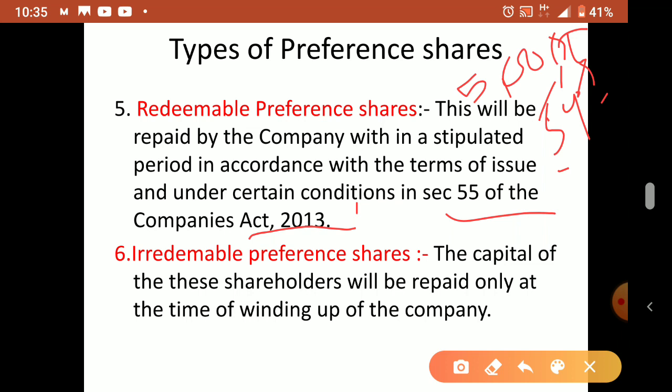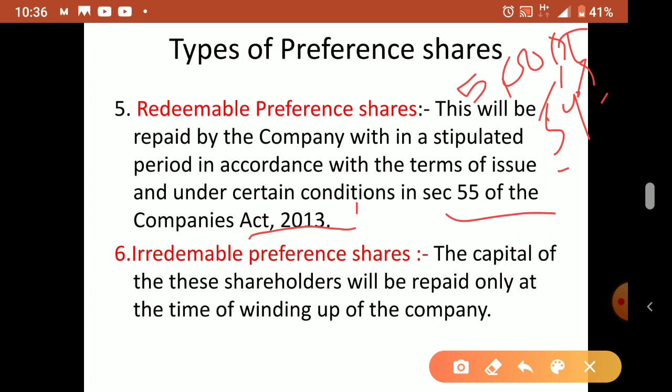So that is called redeemable. Irredeemable means the opposite. The capital of these shareholders will be repaid only at the time of winding up of the company. So after 5 years, 10 years, that condition will not be there. They get back the money only at the time of winding up, liquidation or closing of the company. Redeemable means they have the right to get their capital according to the terms and conditions of issue.